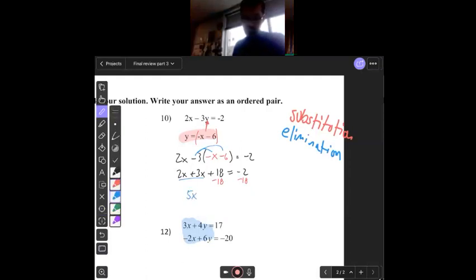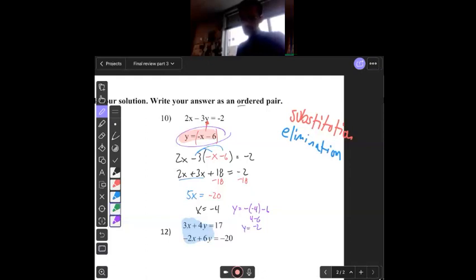So we got 5x equals -20. So x must be -4. Once you know what x is, plug in, find y. You can use either equation you want. I would use the second one. So y equals -4 minus 6. So that's -4 minus 6, which is -2.